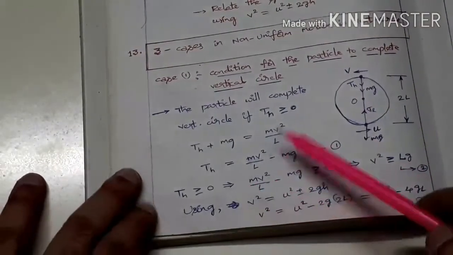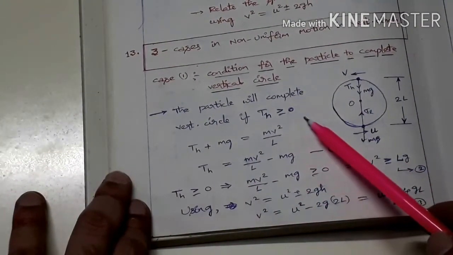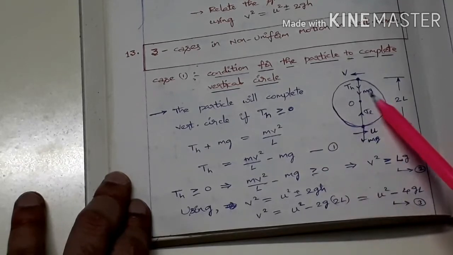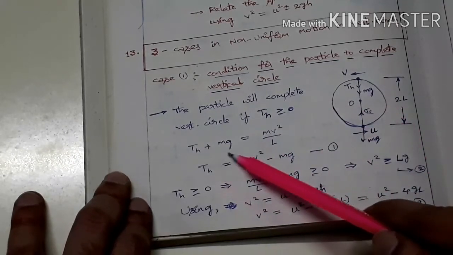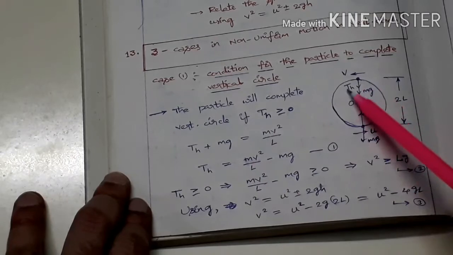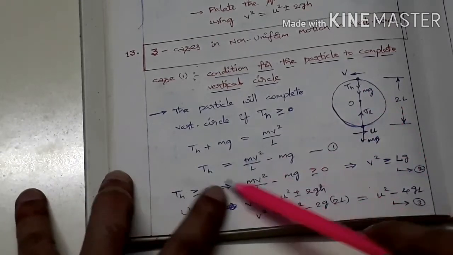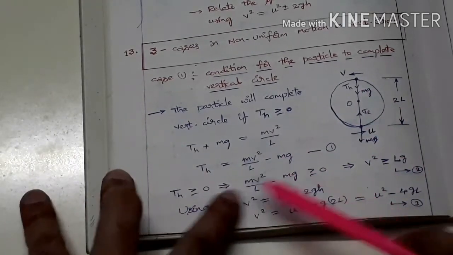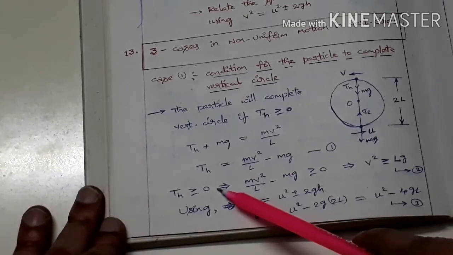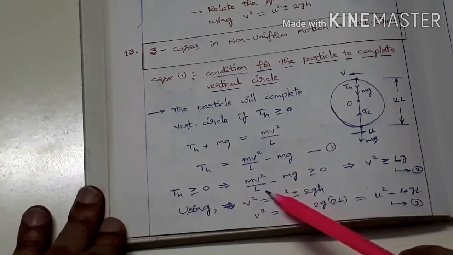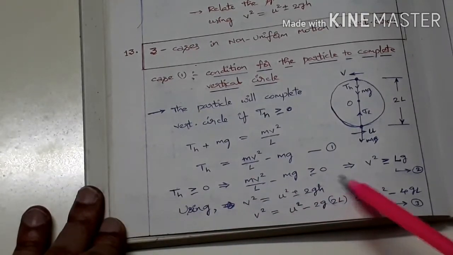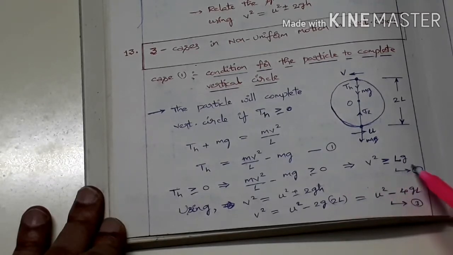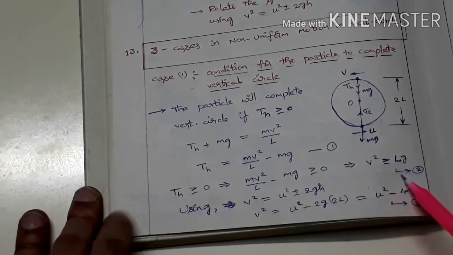So here TH must be greater than or equal to 0. So what is the force equation at this topmost point? TH plus mg equal to mv square by L. Therefore TH equal to mv square by L minus mg. So TH greater than or equal to 0 implies mv square by L minus mg is greater than or equal to 0. That implies v square is greater than or equal to Lg. So this is one equation: v square is greater than or equal to Lg, or v is greater than or equal to root Lg.